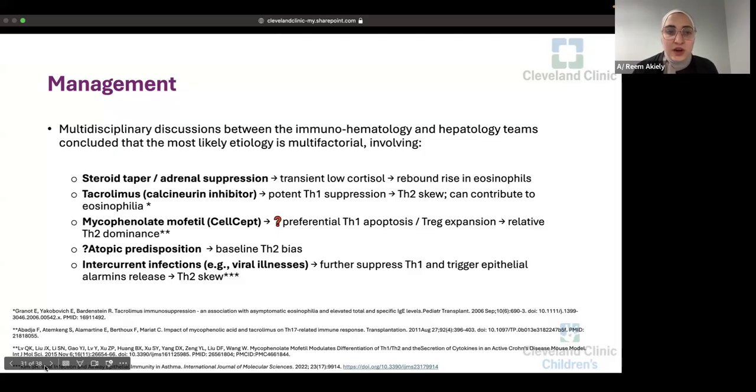And then finally, there have been some reports that discussed intercurrent infections or multiple viral illnesses further suppressing T helper 1 and triggering epithelial alarmins release, resulting in T helper 2 skew. So the management approach for this case was a multidisciplinary discussion that resulted in multiple changes to try to avoid the prolonged courses of steroids, while at the same time acutely managing the very high counts of eosinophils.